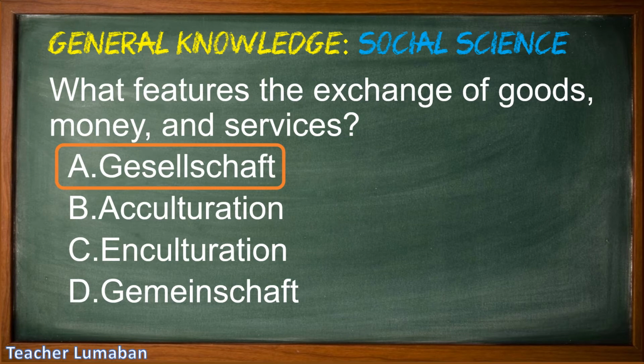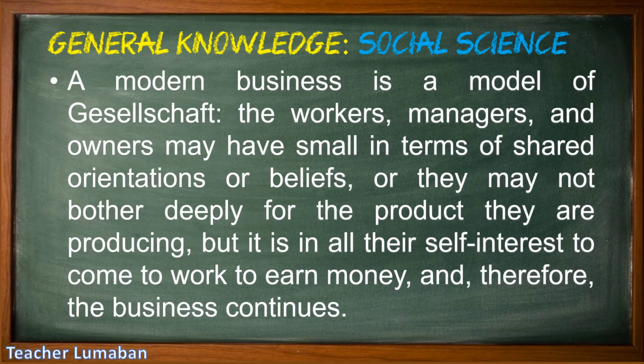Gesellschaft. A modern business is a model of Gesellschaft. The workers, managers, and owners may have little in terms of shared orientations or beliefs, or they may not care deeply for the product they are producing, but it is in all their self-interest to come to work to earn money, and, therefore, the business continues.